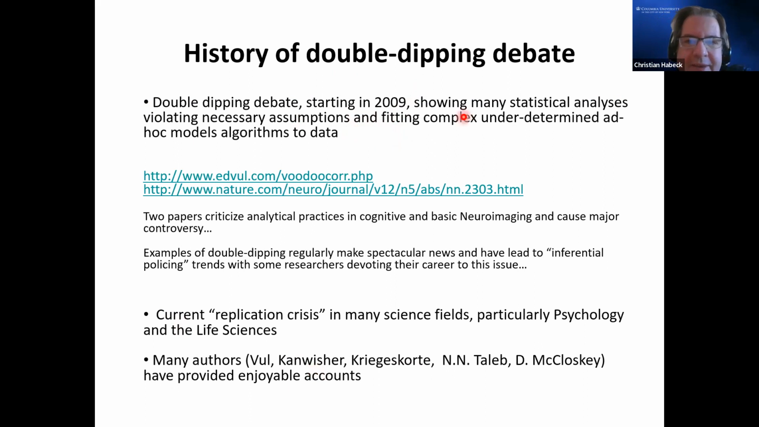But in 2009, there was the start of the double dipping debate, and there were two very influential papers by Vul and Pashler, and I think this was Kriegeskorte et al. Both of them criticized analytical practices in cognitive and basic neuroimaging, and that kind of caused major controversy. Particularly Vul and Pashler really singled out social cognitive neuroscience publications. They actually listed the papers and really pinpointed the errors people had made, which obviously got some people really riled up.